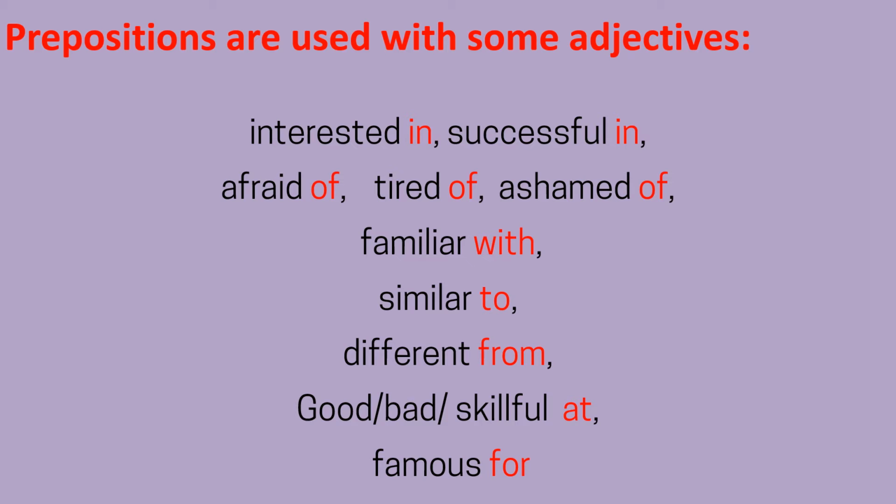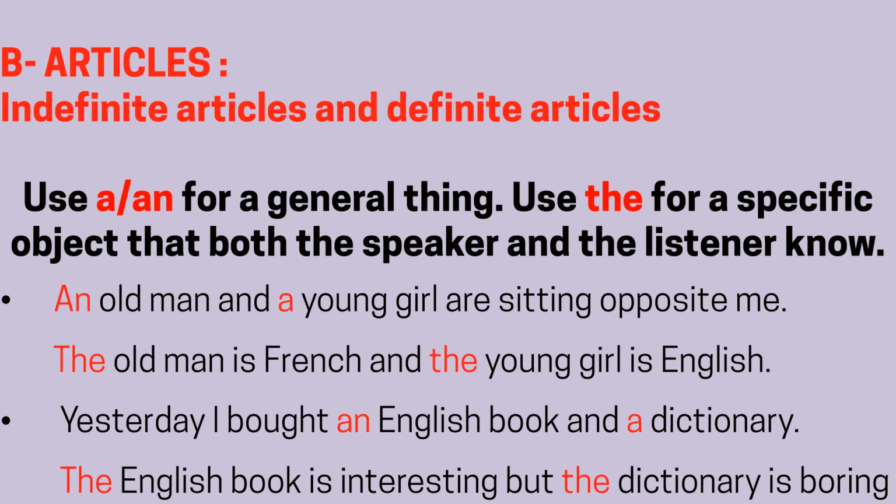Next part, we learn about articles. We can use indefinite articles and definite articles. Indefinite articles are for general things. And we use the for specific objects that both the speaker and the listener know.